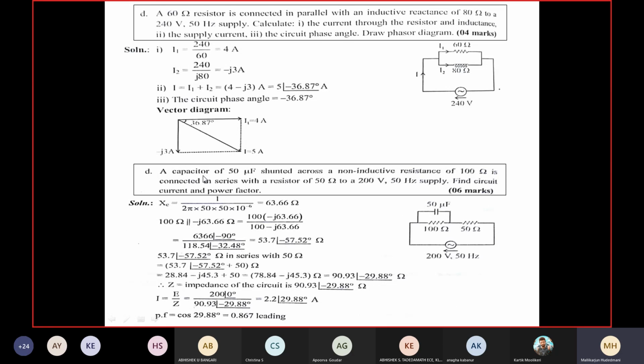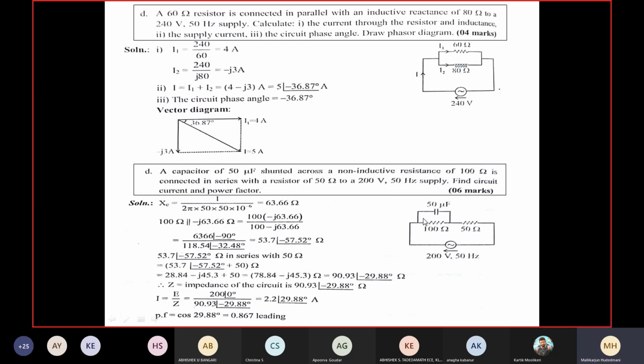So you have to read line by line and word by word. A capacitor of 50 microfarad shunted across the non-inductive resistance: put it in parallel with the 100 ohm first. That combination is in series with the 50 ohm. That is how you have to draw the circuit, line by line, after reading. Then conclude it. Now, total current you want to find out. These two elements are in parallel, so you have to find the equivalent of this, then the series combination. V divided by total equivalent impedance gives you the total current. That is your task.